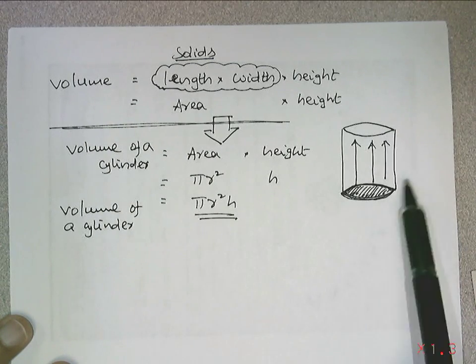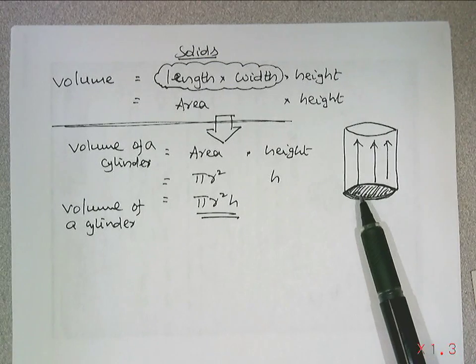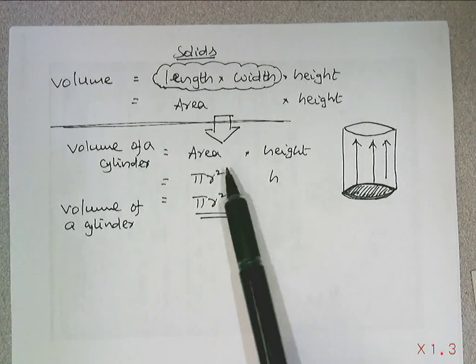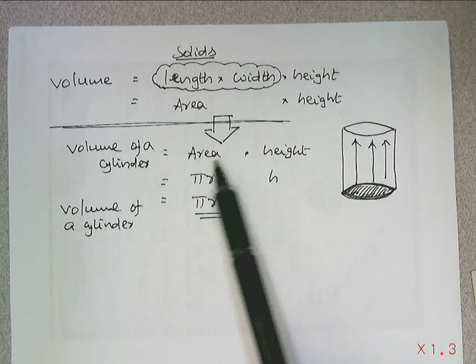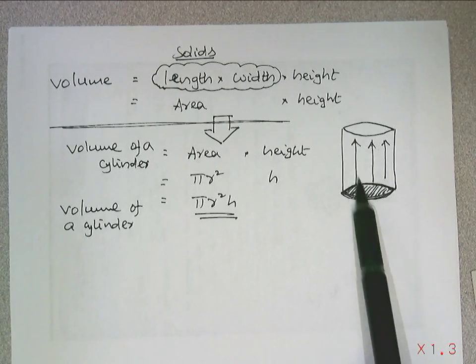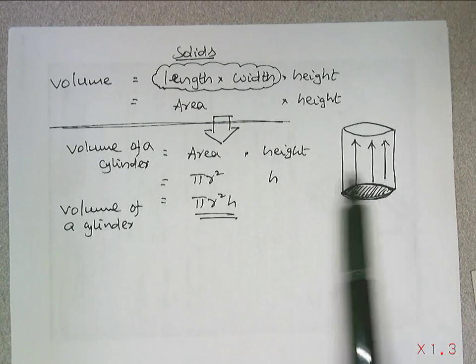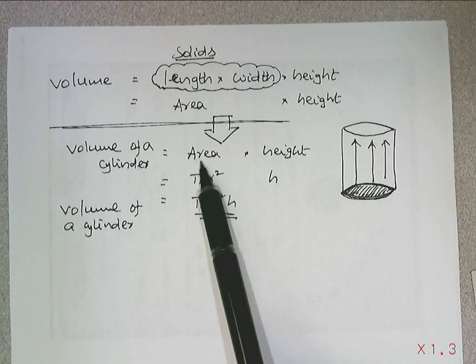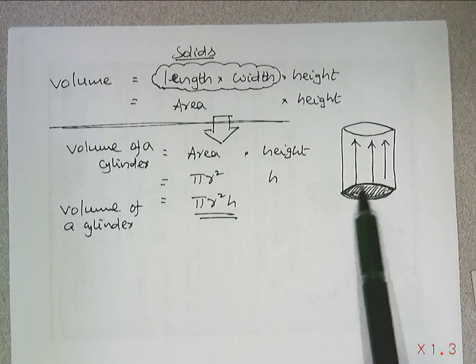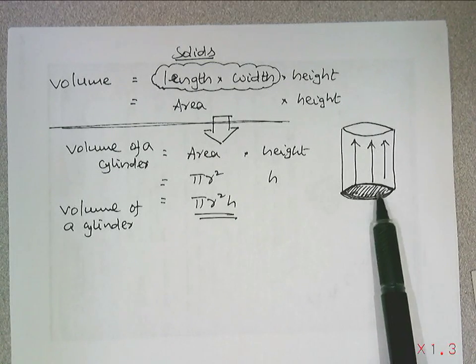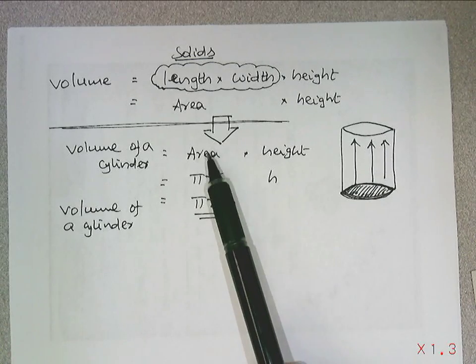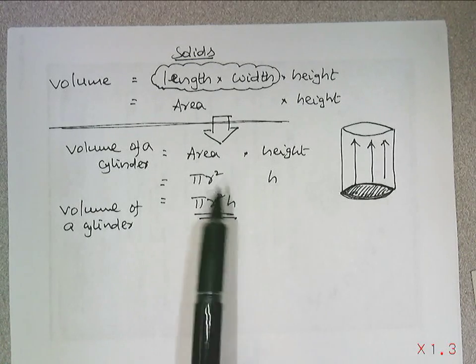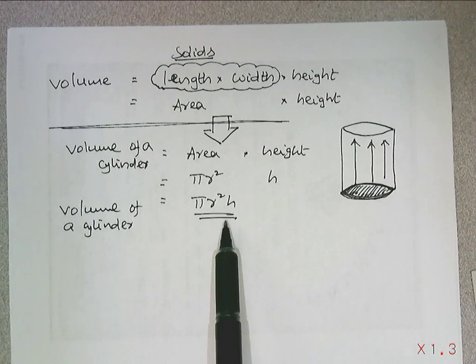Now let's take a cylinder. Let me adopt the same formula, area times height. Height, you see here, is the height of the cylinder. When we talk about area, the area of the base, which is in the form of a circle, the area of a circle is pi r square, and height. So as a result it is pi r square h.